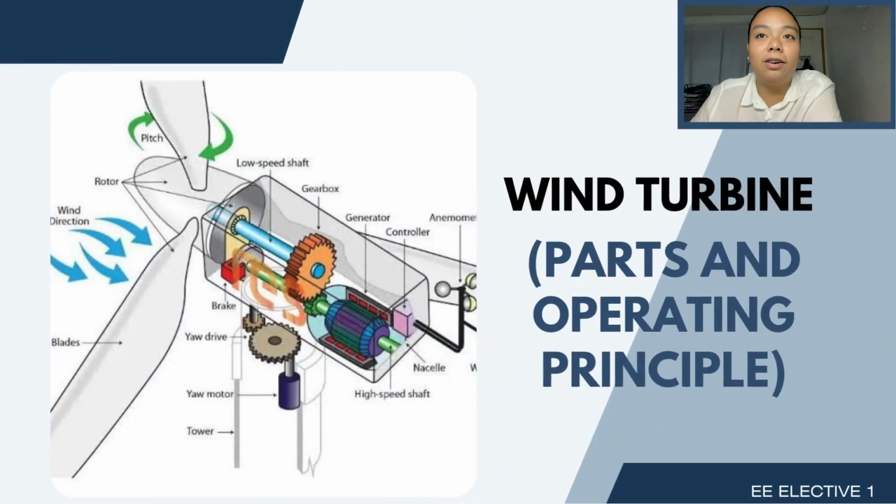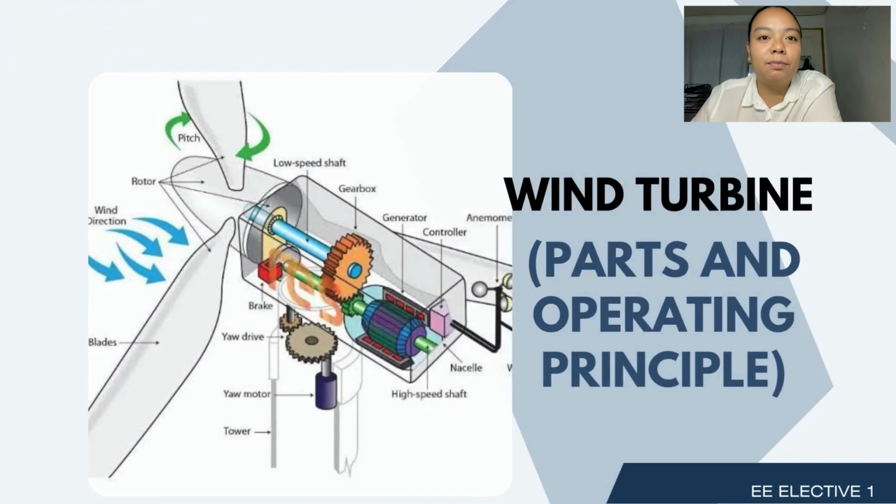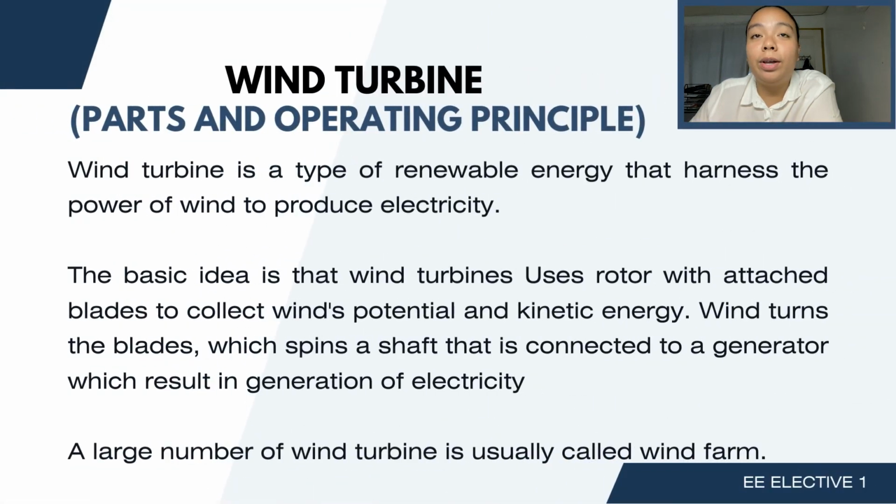And today we're going to talk about wind farm. Wind turbine, parts and operating principle. Wind turbine is a type of renewable energy that harnesses the power of wind to produce electricity. The basic idea is that wind turbines use a rotor with attached blades to collect the wind's potential and kinetic energy. Wind turns the blade, which spins the shaft that is connected to a generator, which results in the generation of electricity. A large number of wind turbines is usually called a wind farm.